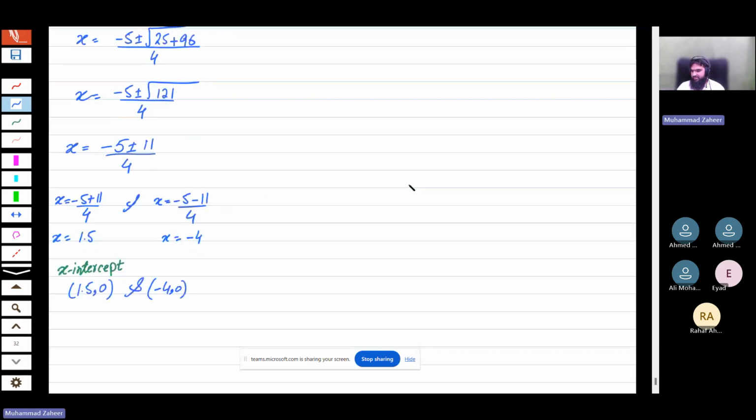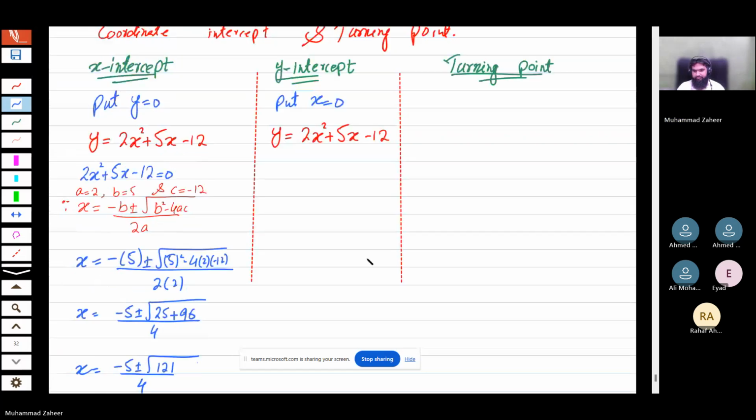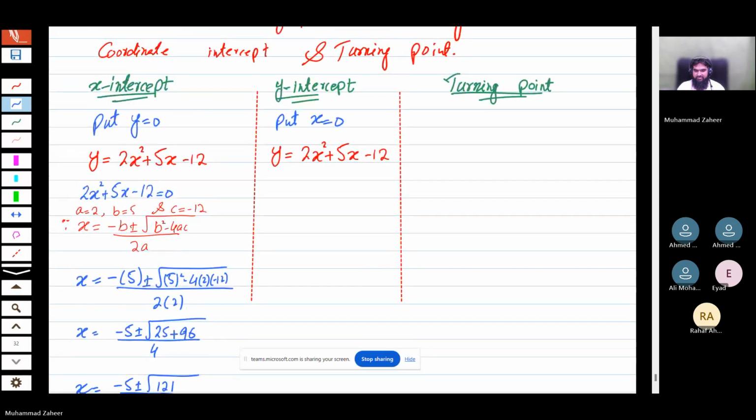Yes, does anyone have a question about the x-intercept? Yes, Ali Muhammad, Ahmad Hamza, clear, mister. Rahaf Ahmed, clear, mister. Yes, Iyad. Ahmed Muhammad. Yeah, Mister, clear.